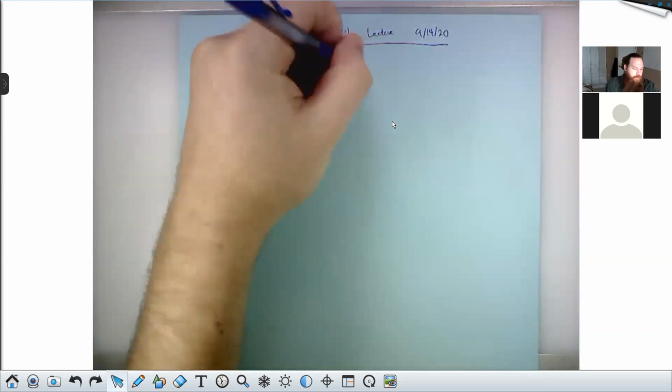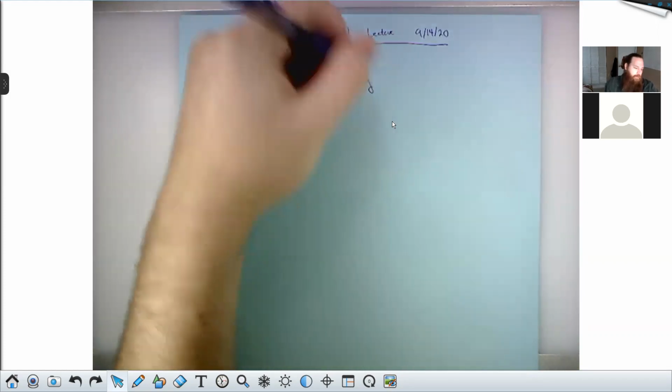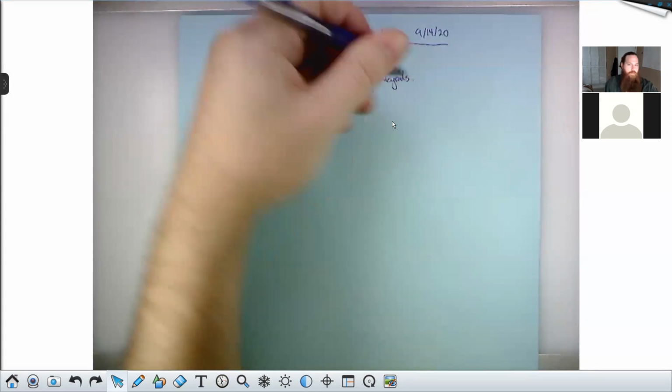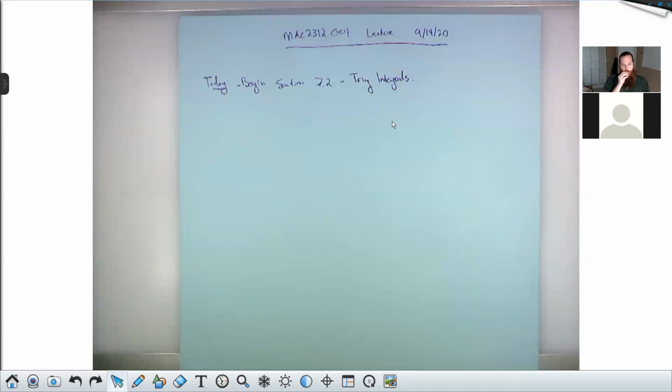Because this section is on trig integrals, which are integrals of trig functions. The main thing we're going to do here is learn how to integrate powers of sine times cosine and powers of secant times powers of tangent.